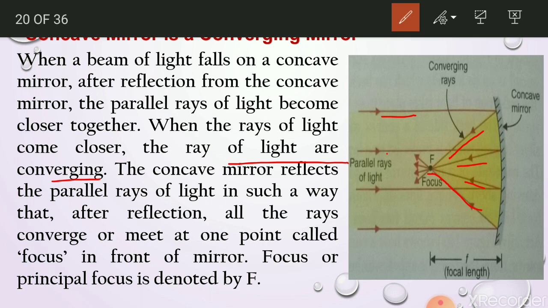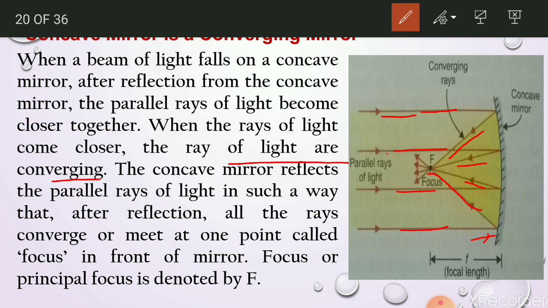The concave mirror reflects the parallel beam of light in such a way that after reflection, all light rays converge or meet at one point. You can see these parallel light rays falling on the reflecting surface of the concave mirror, and after reflection, they all meet at one point.